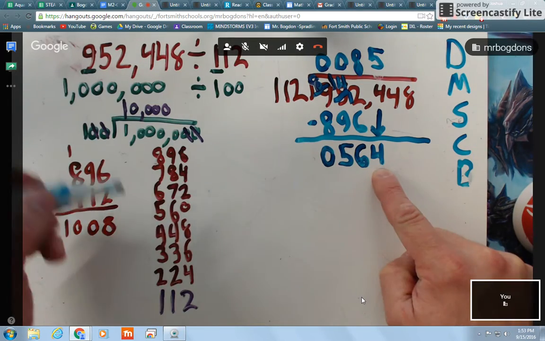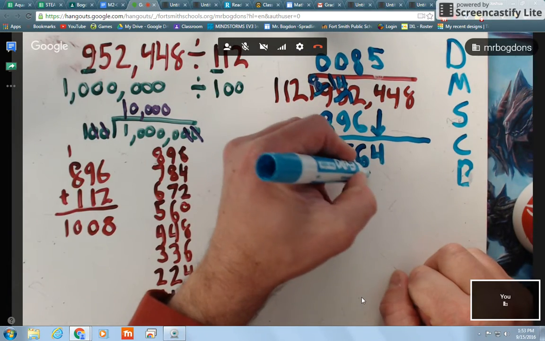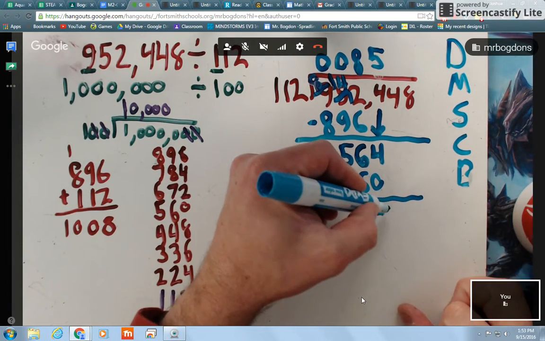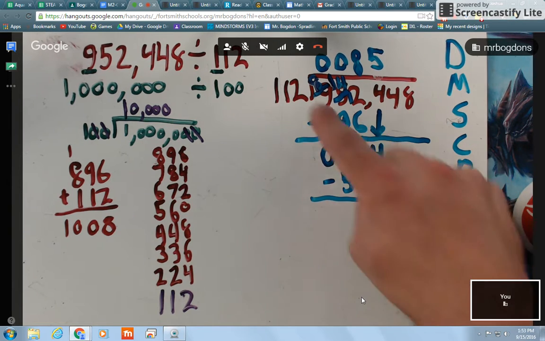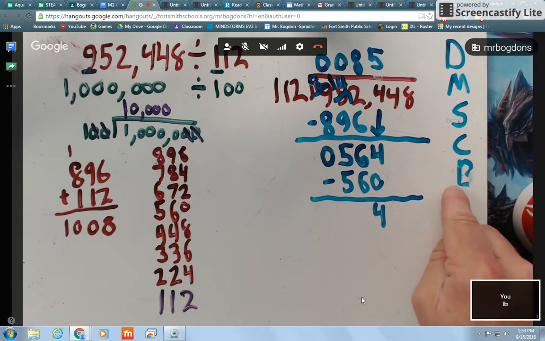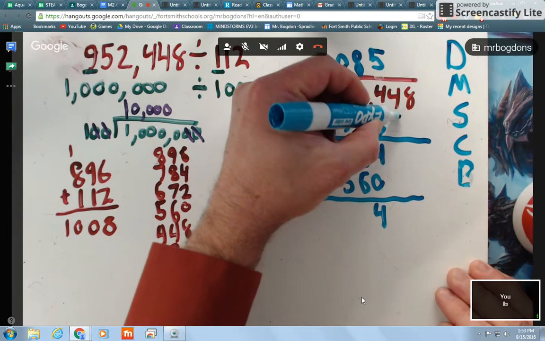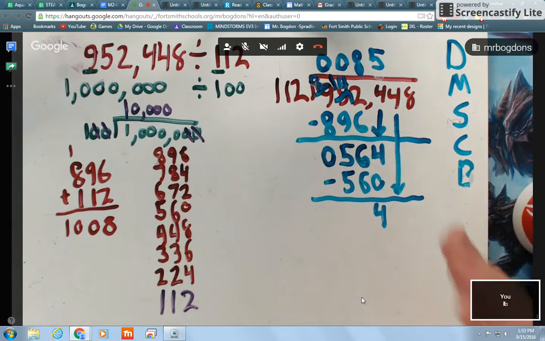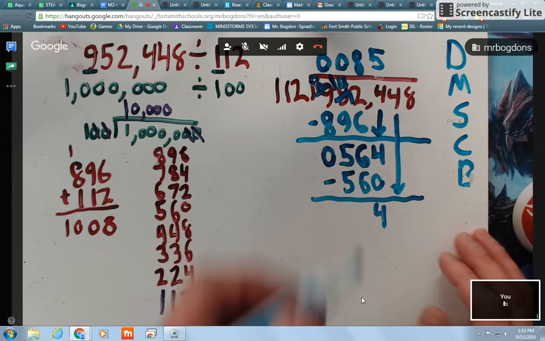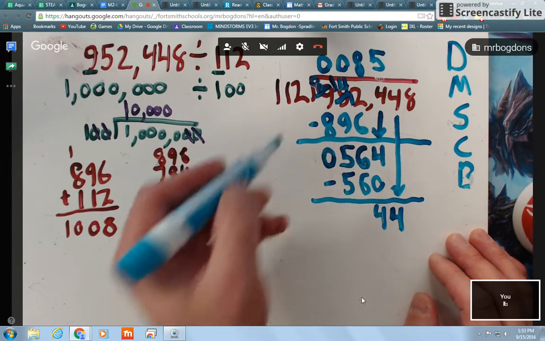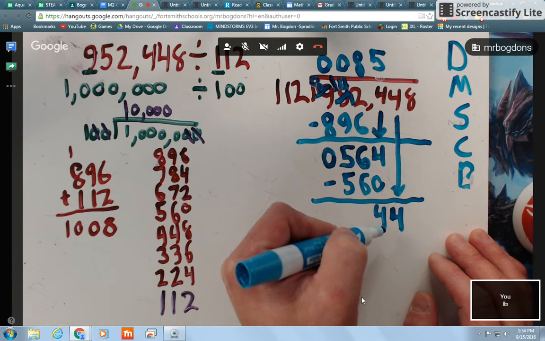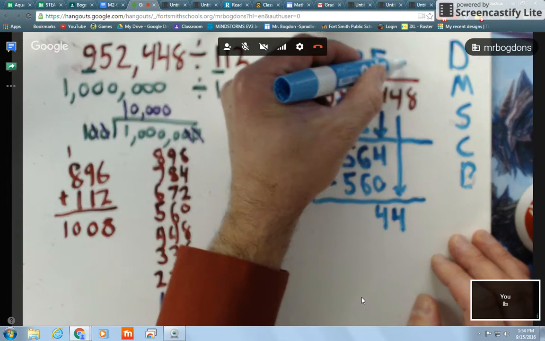I know my multiple, 560. I find my difference by subtracting, just 4. I check, is 4 smaller than 112? Good to go. Now I have to bring it on down. And drawing the arrows really helps keep your place value straight. All right, will 112 go into 44? No, it's way too big. So I write a 0.